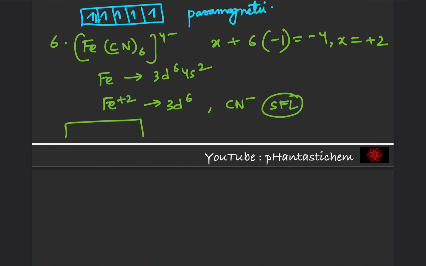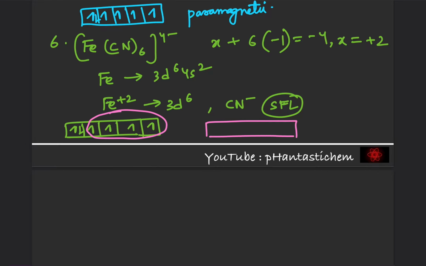So 3d6 normally looks like this: 1 2 3 4 5 6 before pairing, and because of the presence of CN-, these 4 electrons will undergo pairing. So you can say they pair up, and after pairing they will look something like this: 1 2 3 4 5 6. Therefore you can see there are 0 unpaired electrons, all of them are paired, so it is diamagnetic.